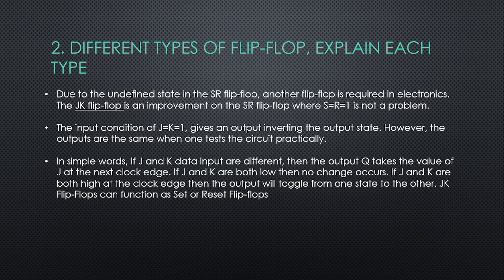So in simple words, if J and K data inputs are different, then the output Q takes the value of J at the next clock edge. If J and K are both low, then no change occurs. If J and K are both high at the clock edge, then the output will toggle from one state to another. JK flip-flops can function as set or reset flip-flops. So this is the better answer to the SR flip-flop's shortcomings.